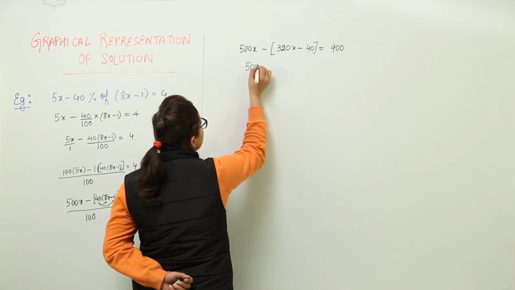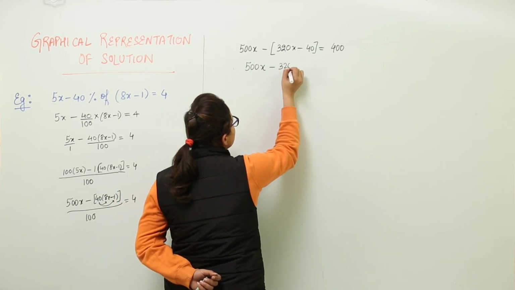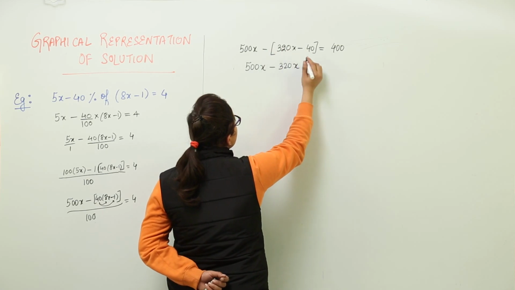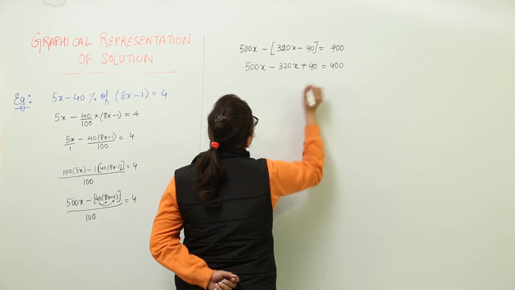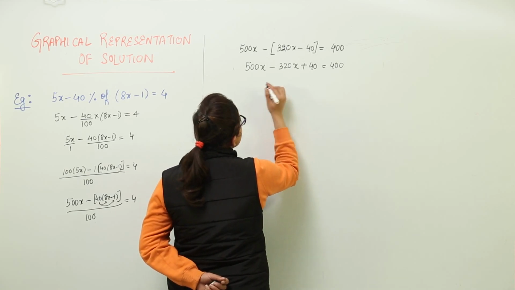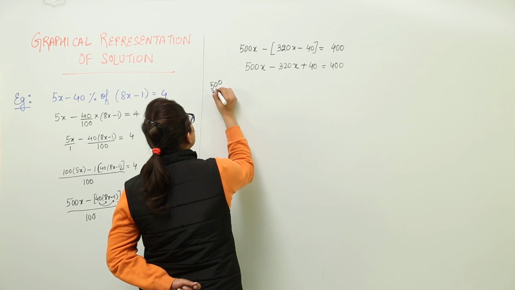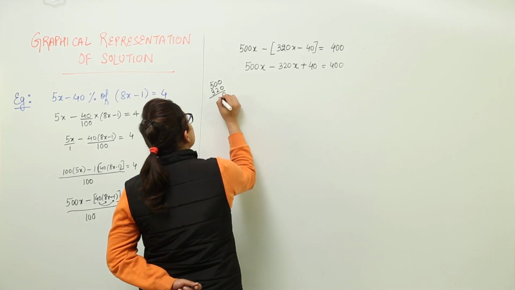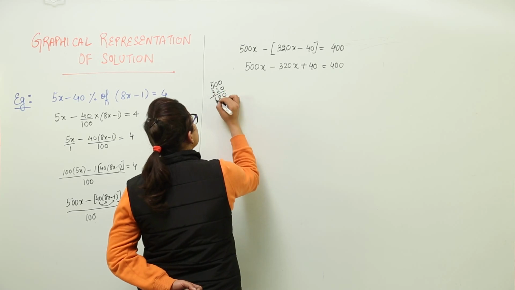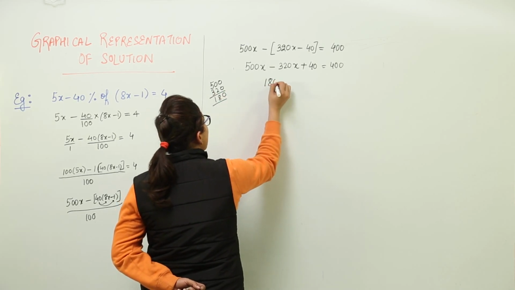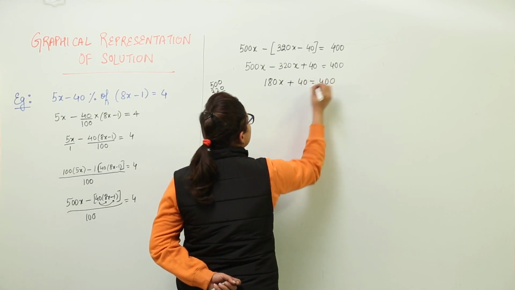Now we have to open this bracket. So how do we open the brackets? 500x minus plus minus 320x, minus into minus plus 40 is equal to 400. Now on solving these we get 500 minus 320, that will be equal to 0, 10 minus 2 is 8, and 4 minus 3 is 1. So we get 180x plus 40 equal to 400.